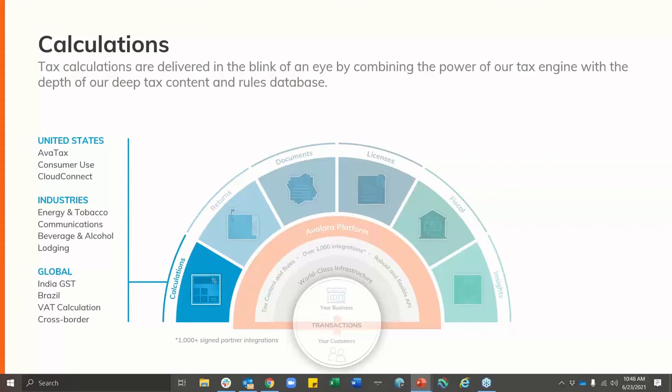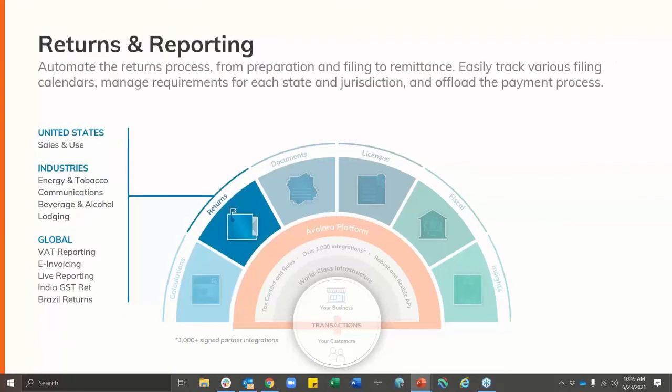And on the left-hand side, you see, in addition to manufacturing, distributing, retail, software, and hardware, a lot of us don't know that we provide tax calculations to really specific industries. Some of you may be on the phone in energy and tobacco, communications taxes, which are really complex, and beverage and alcohol and lodging taxes. As well, we can do VAT and GST calculation and have a robust solution for use tax. Okay, returns, not that complicated to understand. It's preparing, filing, and remitting returns.